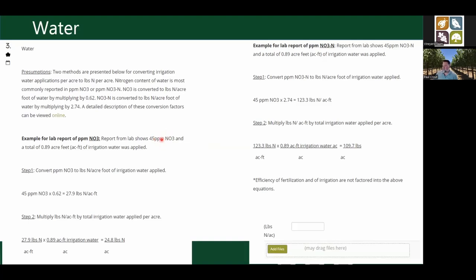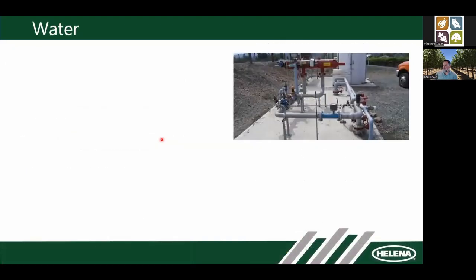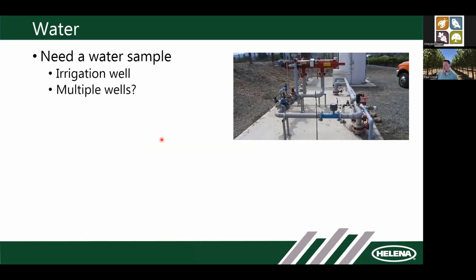And I believe I have an example here. So you need a water sample from your irrigation well. If you have multiple wells, you need multiple samples. And if you blend that water together in, say, a reservoir or into storage tanks, then you can take a single sample from the storage tank. If your wells feed into storage tanks and then you pump out of those storage tanks, you can take your water sample from those storage tanks because that will be kind of an average of both wells. But be sure you get all of your water sources.